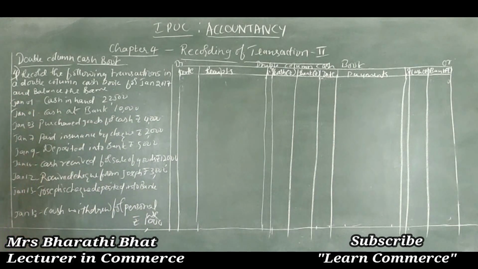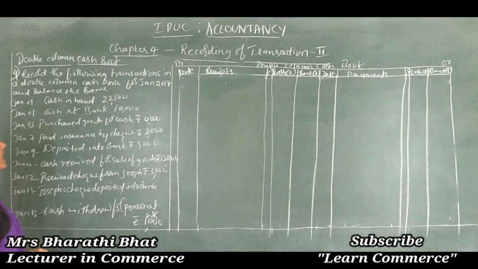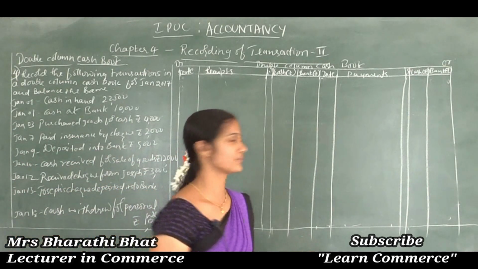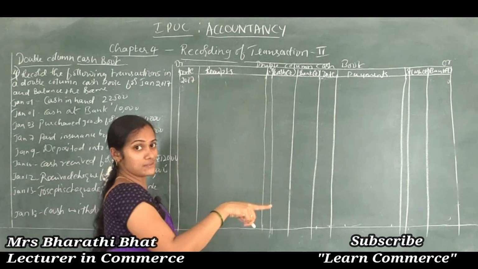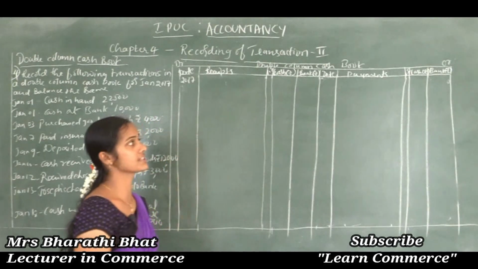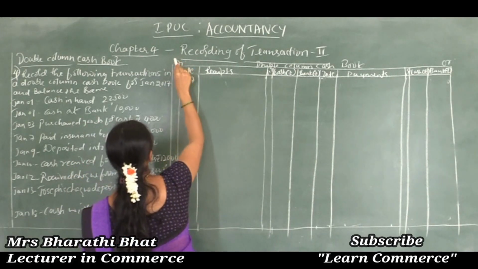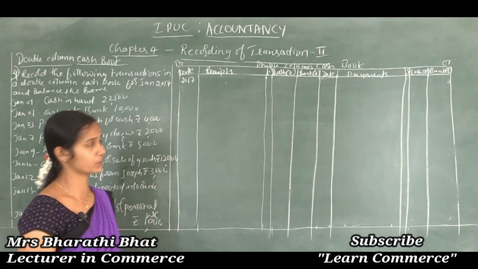Record the following transactions in a double column cash book for January 2017 and balance the same. Okay. So Jan 1st, the transaction is like this, cash in hand 22,500. How can we record? We know that. So 2017, draw the columns first. Date, receipts, LF, cash, bank, and again date, payments, LF, cash and bank. Don't forget to write debit and credit on both sides. Okay, and heading double column cash book.